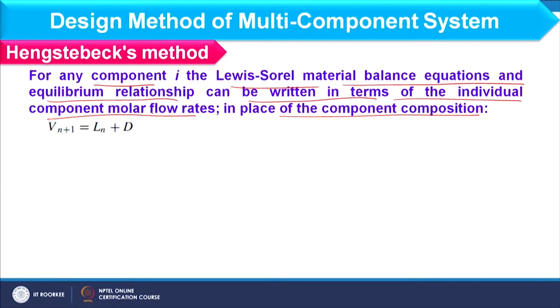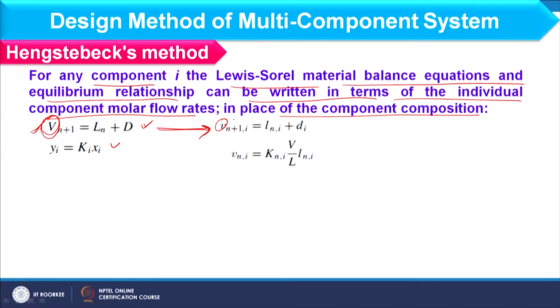So, here I am having the balance at the top, that is basically above the feed. So, V n plus 1 should be equal to L n plus D. This equation we already have seen previously, and the equilibrium relation will be y i should be equal to K i into x i. So, K i is basically the equilibrium constant, and when we consider this in Hengstebeck's method, it is represented by small v. You can see here I am having total V, here I am having capital V, which is nothing but the total flow rate.